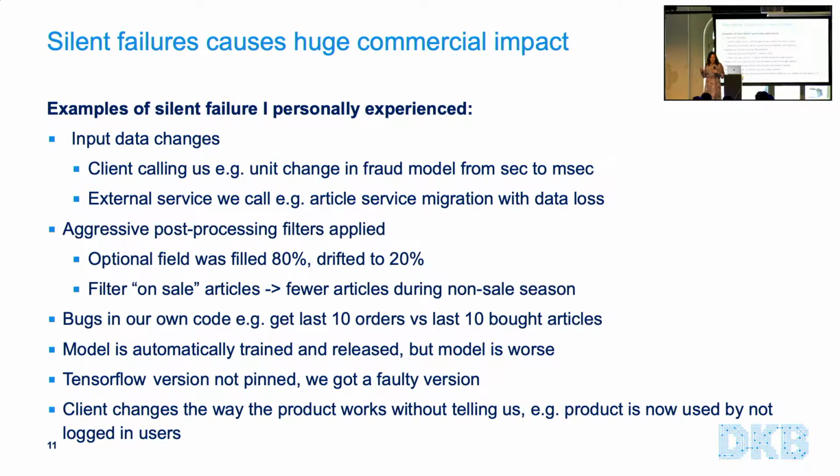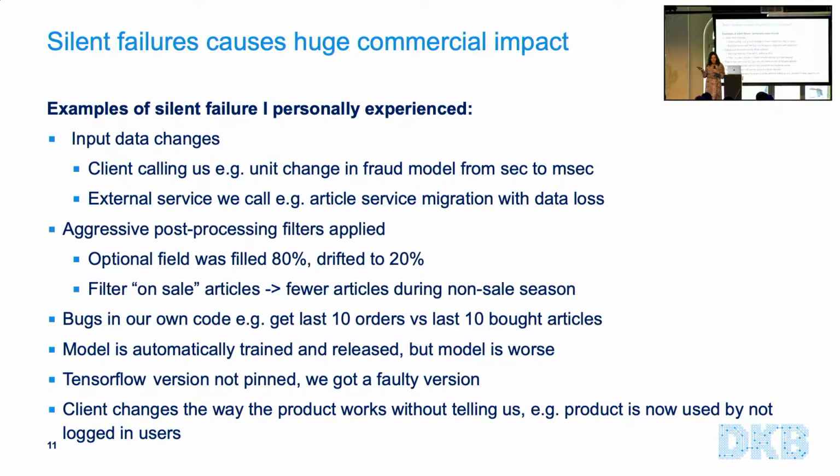Another example: we migrated to an external article service, which was different, and the fields were filled differently. They had some data loss at migration. Another example where things can go wrong is aggressive post-filtering rules. For example, someone applies a really bad rule and doesn't notice, so the service will still respond normally, right? With 200s, you will have some articles, but the quality can be a lot worse. So these are silent failures.